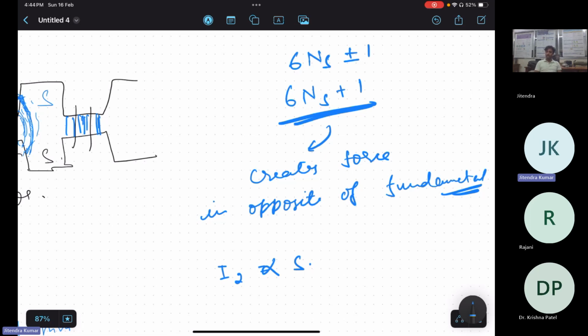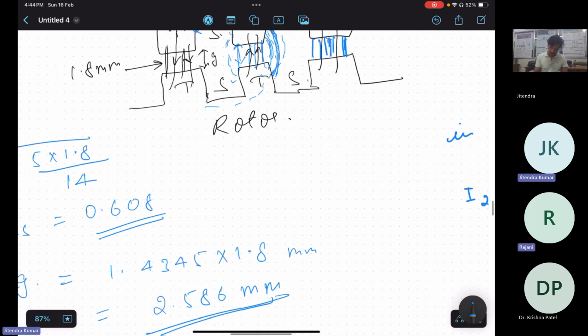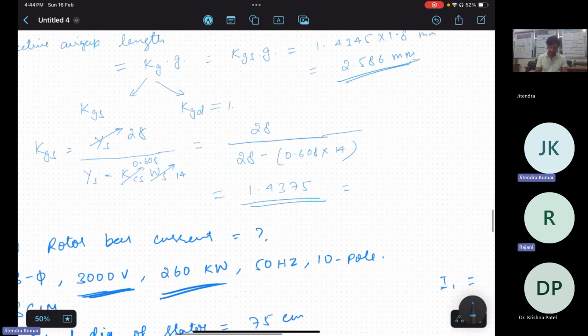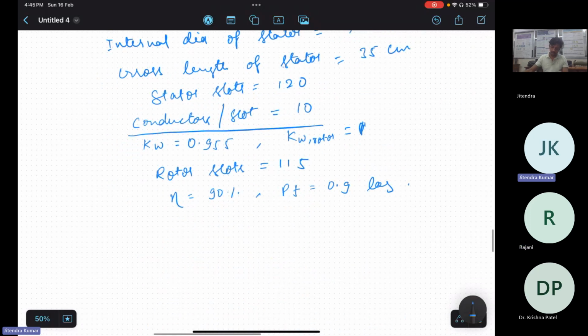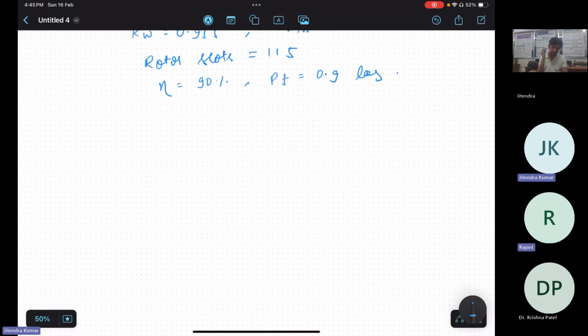Are you able to get this idea of crawling and cogging? Yeah, got it, sir. Yeah, great. So, because of cogging and crawling, we do not keep the number of stator slots and rotor slots equal. Okay. Yes. So based on that, one problem is given.